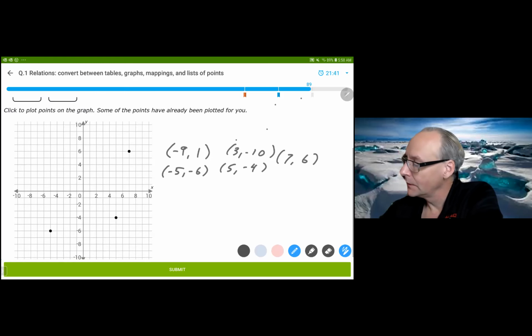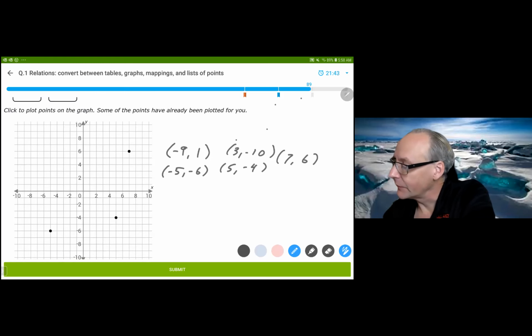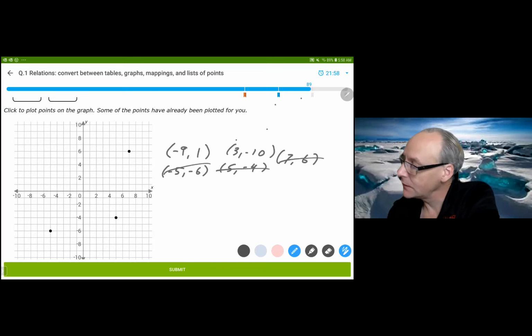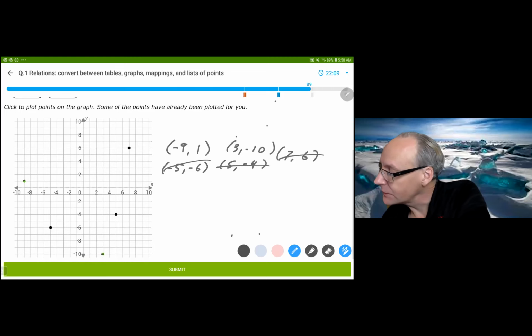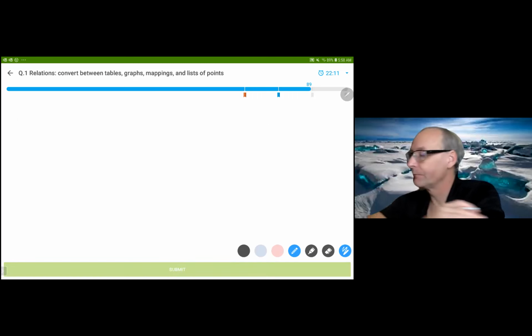Okay. So looks like we have 3 of them. We've got the 7, 6. So we have that one. And we have the 5, negative 4. And we have the negative 5, negative 6. So we're missing the negative 9, 1, which is right there. And we're missing the 3, negative 10, which is way down there. It looks like, come on. There it is. Make sure I'm in the right spot. Yeah, it looks good.